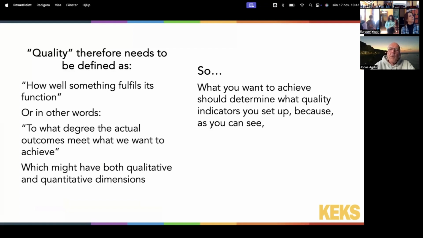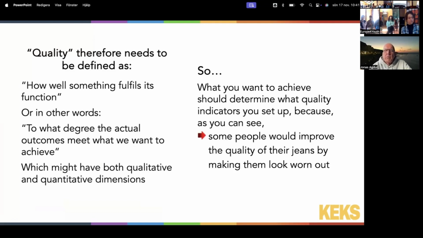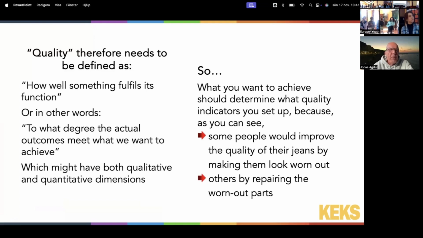So, what you want to achieve should determine what quality indicators you set up. Because as you can see, some people would improve the quality of their jeans by making them look worn out, while others would raise the quality by repairing the worn out parts. So it's totally a question of context.